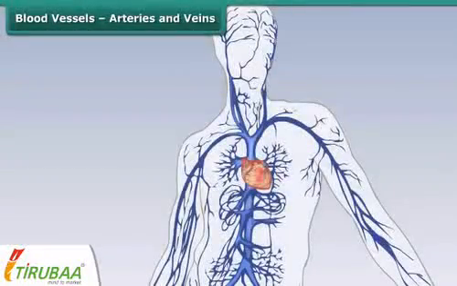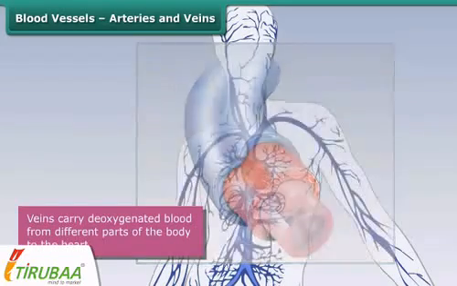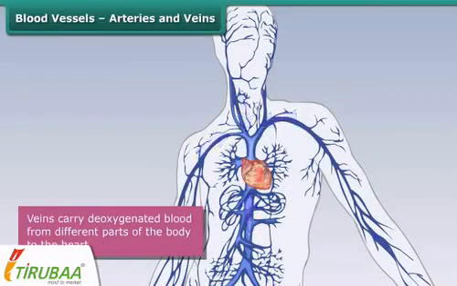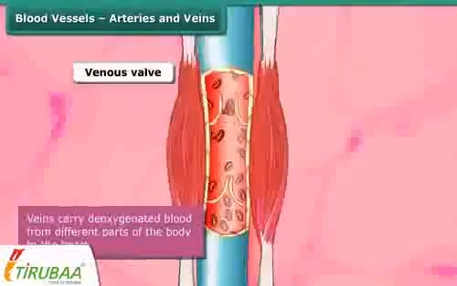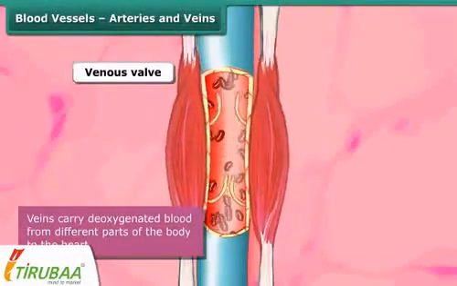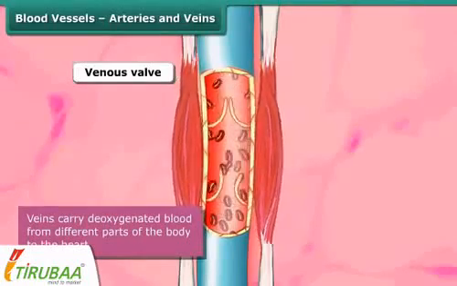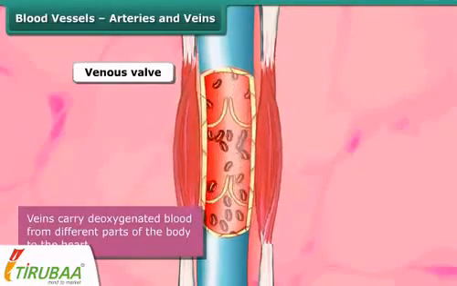Veins are blood vessels with thin walls. They are close to the skin. They carry deoxygenated blood from the different parts of the body to the heart. Most veins have flaps known as venous valves that ensure that blood flows only towards the heart. These valves prevent the blood from flowing back.